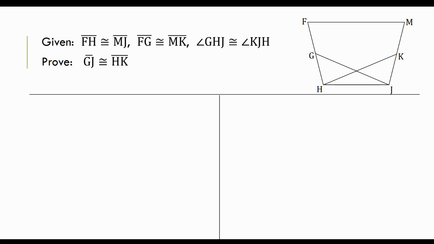All right, let's look at another one. So once again, please pause the video, sketch the picture. We're going to be marking up the picture. All right, so I'm going to write down my first given that the segment FH is congruent to the segment MJ because that's given to us. And I'm going to mark it in my picture. So FH is this whole piece right here. MJ is this whole piece right here.